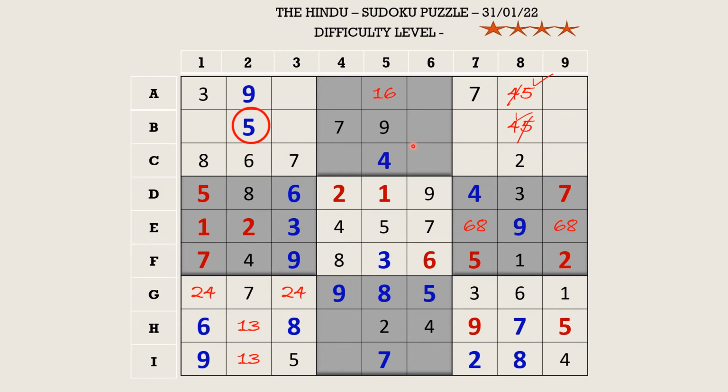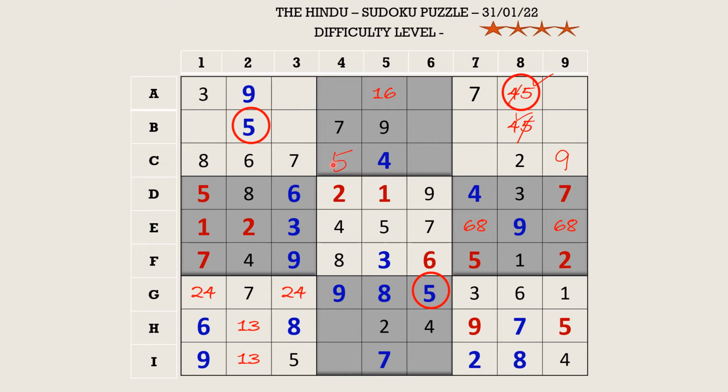There is a 9 in A row which blocks this cell. There is a 9 in B row which blocks these 2 cells. There is a 9 in column 7 which blocks these 2 cells. So C9 takes 9. There is this 5 blocking these 2 cells, and this 5 blocking this cell. There is a 5 here in column 6 which blocks this cell, so C4 takes 5.